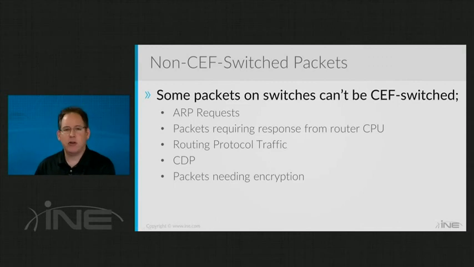We can also see here routing protocol traffic. If your routing processor is running any routing protocol, BGP, EIGRP, whatever, those packets always have to go to the routing processor to be handled. And we can also see CDP and any packets that need encryption. So those are all examples of packets that need to go to the CPU. But when you think about the mass quantity of traffic that's going into a router or a switch, all of this stuff here is a very small percentage of the overall traffic. So the vast majority of stuff that your router or switch is seeing can be handled by CEF.